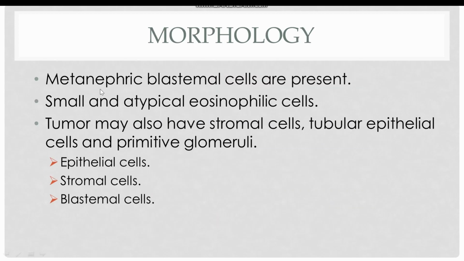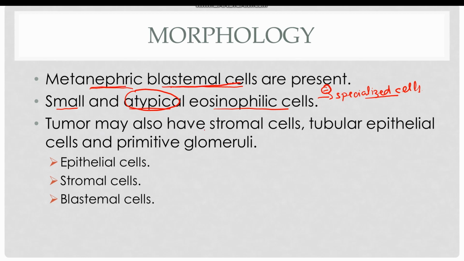The histological picture reveals the presence of metanephric blastemal cells, which are small, atypical, and eosinophilic cells. Atypical cells mean they do not classify as any specialized category of cells. So these cells resemble the primitive population of cells known as metanephric blastemal cells.